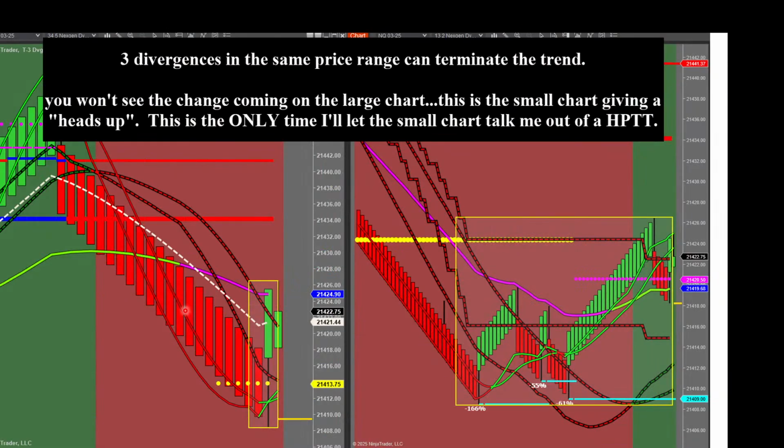There is one small chart termination condition, and it uses those divergences, those loss of momentums. And 3 divergences in the same price range could terminate a trend. 3 losses of momentum on a small chart is showing you the change that you can't see on a large chart. 3 divergences over here, even with odds favorable momentum over here, says, hey, we're putting up a fight, things may change. It's a termination condition, and it's actually the only reason that I won't take an entry on the high probability trend trade if I have momentum and path on the large chart.